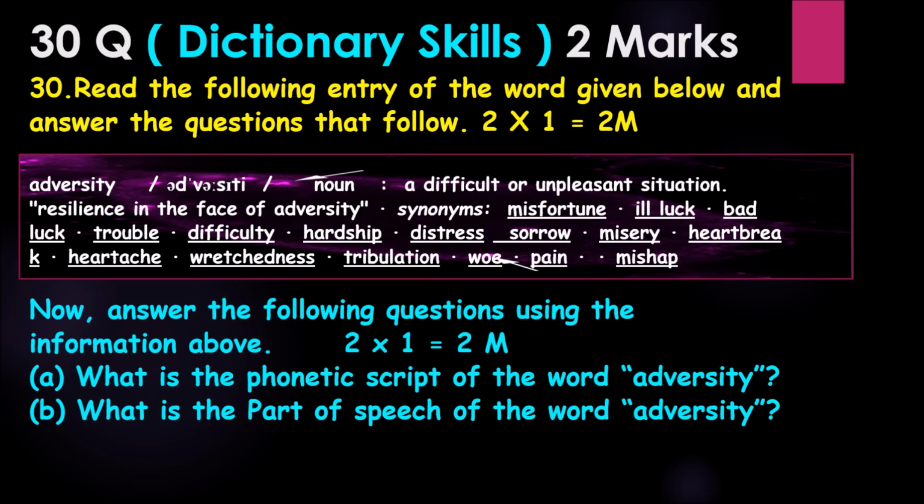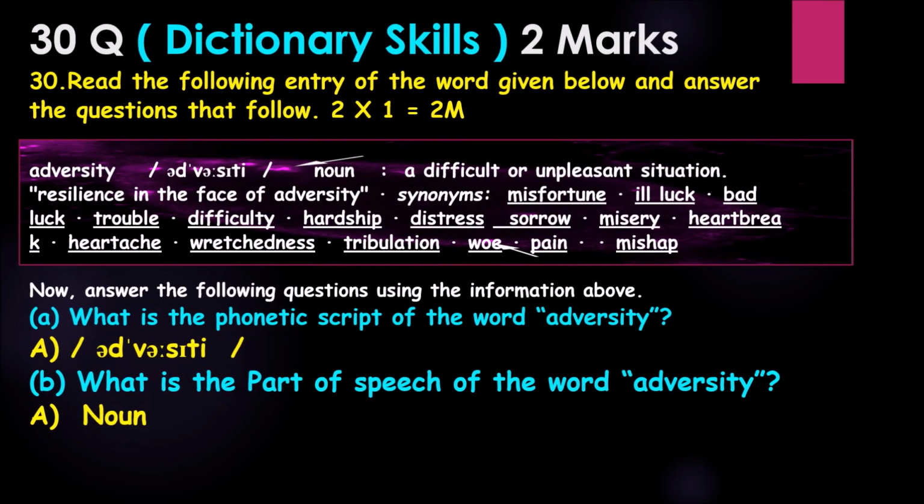So try to read the words and the dictionary entry clearly again and again. Then try to understand the question and find the answer exactly. You will find it out very easily. Now the first question for you is, what is the phonetic transcript of the word adversity? You can find it here. And the second one is, what is the part of speech of the word adversity? Again you have it here. Now let's check the answers. The first one is this, adversity, and the part of speech is noun.